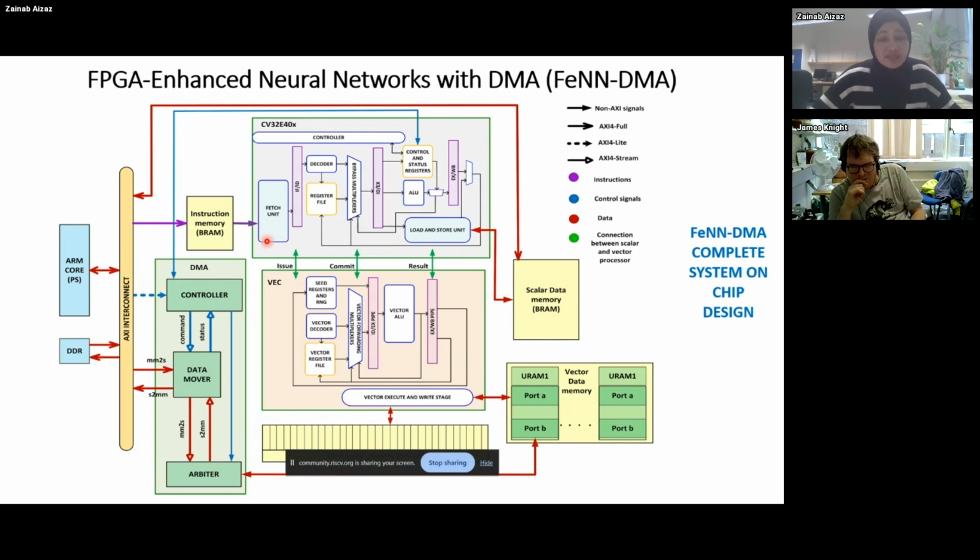Also, if the instruction is a vector instruction, then it's offloaded to the vector processor, and the results can be stored in the URAM, which is the vector data memory. From there it can also be written back to the DDR through the arbiter. So this is how FeNN DMA works. You can see there are different kinds of AXI buses as per the arrow notations: the blue and purple arrows are instructions, the blue arrows represent control signals, the red arrows represent data, and green represents the connection between the RISC-V processor and the coprocessor. I'm going to explain in detail all these building blocks of FeNN DMA.